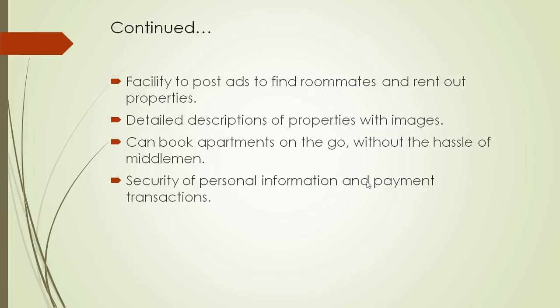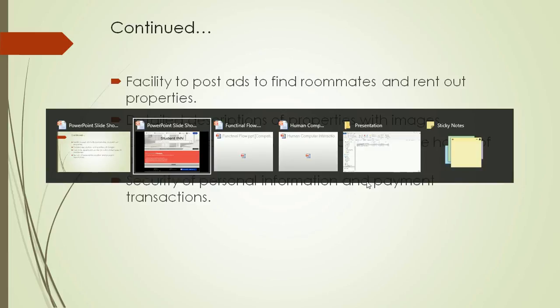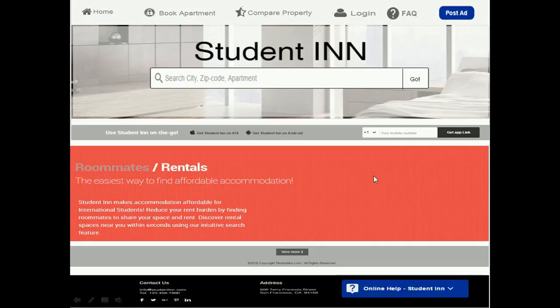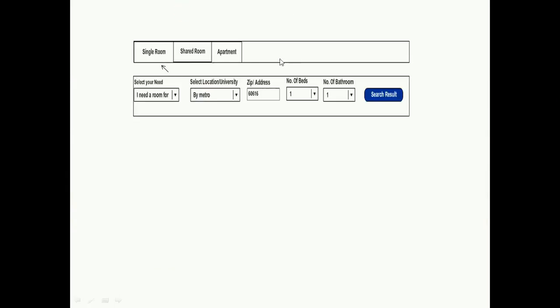So now let's talk about the functional flow of our product. When the user comes to the website and enters www.studentn.com, this home page comes up, which has all the modules on the home page itself. So let's look at the flow of booking an apartment. When a user clicks on book apartment, there are three types of modules by which the user can book an apartment, which are single room, shared room, or apartment.